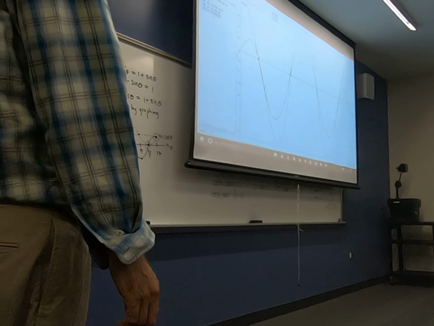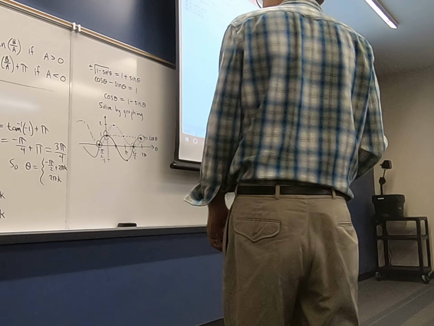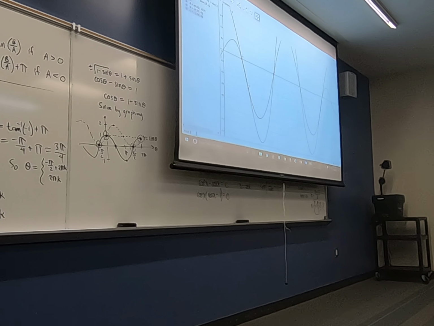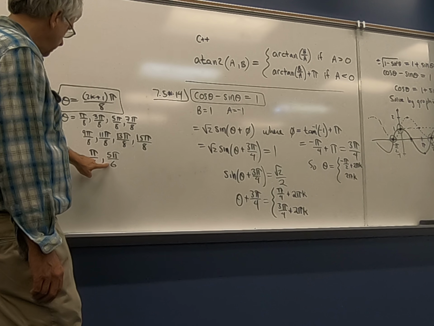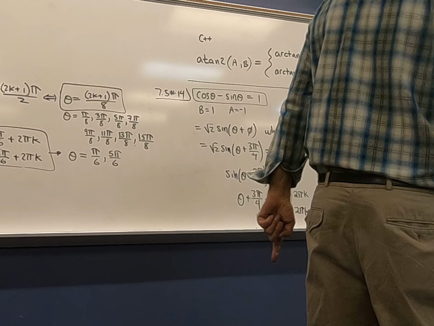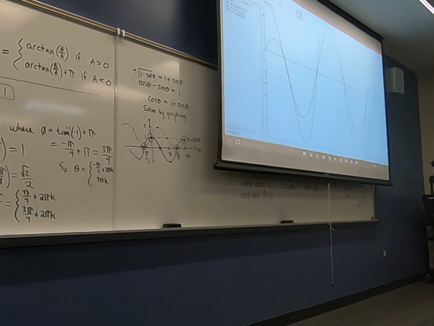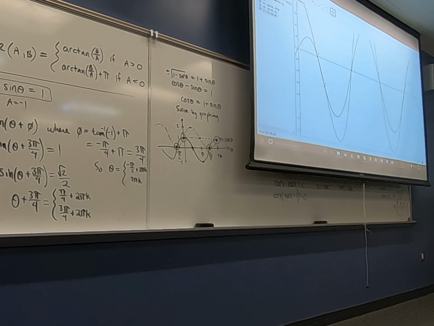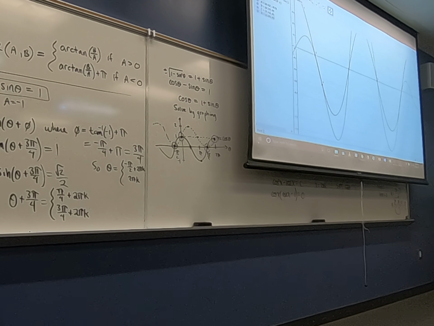That's another point of intersection. And what do you suppose the next one is? I think it's going to be 5 pi over 8. Or wait, which of these is bigger, 5 pi over 8 or 5 pi over 6? 5 pi over 6 is the bigger one, so the next one is 5 pi over 8. Let's plot that one: 5 pi over 8, f of 5 pi over 8. There's that one.